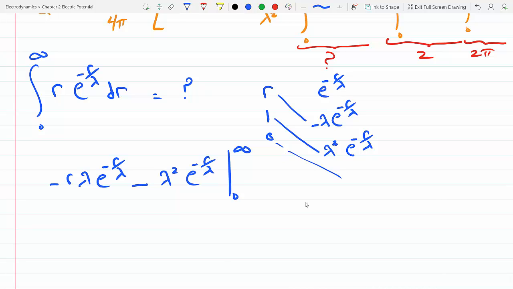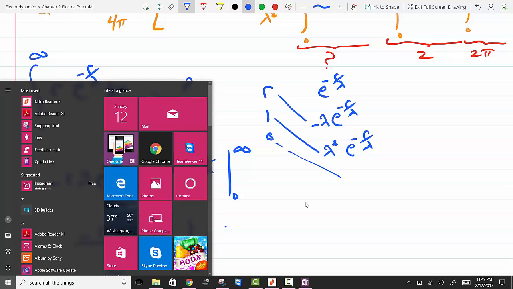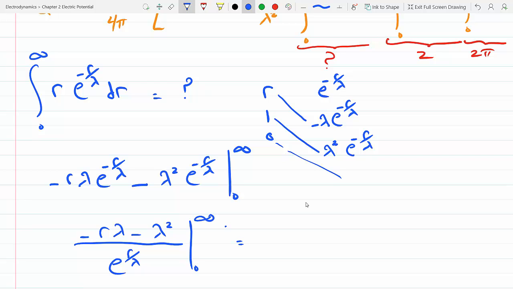Now notice I could factor out e to the minus r over lambda, so I would get minus r lambda minus lambda squared over e to the r over lambda from 0 to infinity. Now at infinity, I'm going to get minus infinity over infinity, so I'm going to use L'Hopital's rule here for the infinity bound. For the 0 bound, it's simple, I know what the answer is. So this is going to be minus, so I'm going to take the derivative on the top with respect to r, so minus lambda, second term is 0, over the derivative of this, which is 1 over lambda e to the r over lambda, and then I will evaluate here as r goes to infinity.